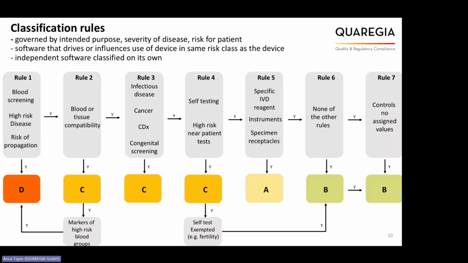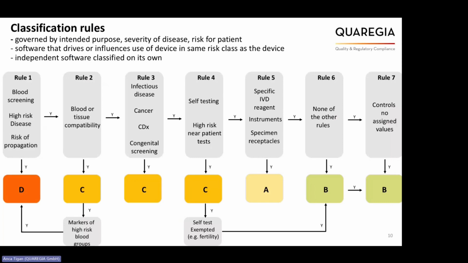Rule 1 tells us that devices that are used for blood screening or for diagnosis or monitoring of high-risk diseases, especially those with a high risk of propagation, fall under Class D. Rule 2 deals with devices that are used for blood or tissue compatibility, which are generally classified under Class C, unless they identify markers of high-risk blood groups, in which case they fall in Class D.